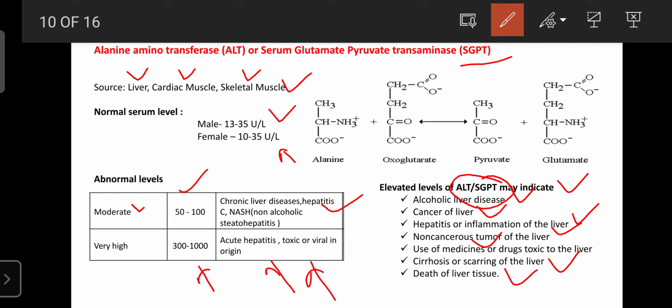So that's why this enzyme is considered a specific biomarker for assessing hepatic cell function. Okay, that is helpful to know the condition of the hepatic cells, whether they are damaged or healthy. If they are damaged, definitely this enzyme level is increased. So like that, ALT or SGPT is considered a specific biomarker for liver disorder.